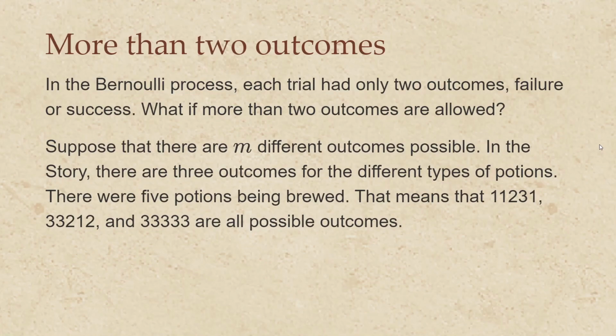In the Bernoulli process, each trial had only 2 outcomes, failure or success. What if more than 2 outcomes are allowed? Suppose that there are m different outcomes possible. In the story, there are 3 outcomes for the different types of potions. There were 5 potions being brewed. That means that 11231, 33212, and 33333 are all possible outcomes.